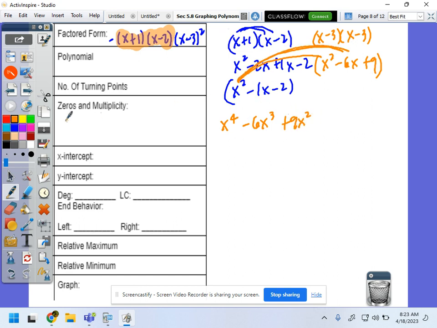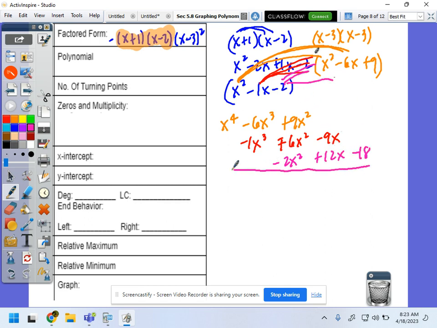Then I'll multiply by negative 1x. Negative 1, I'm going to write it under. Negative 1x squared, negative 1x cubed will be over here. Negative 1x times negative 6x is positive 6x squared. Negative 1x times 9 is negative 9x. And then negative 2x squared, positive 12x, and negative 18.